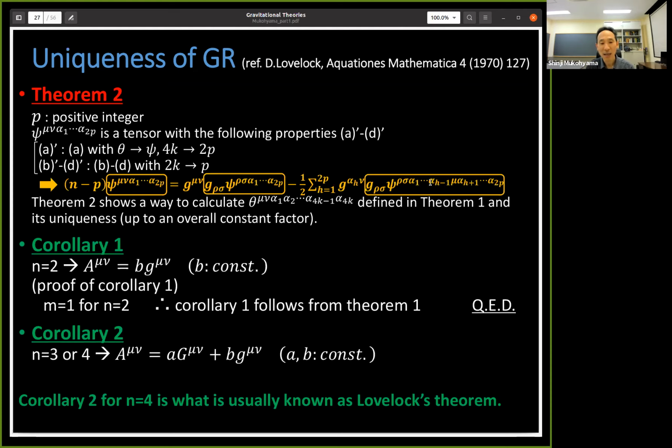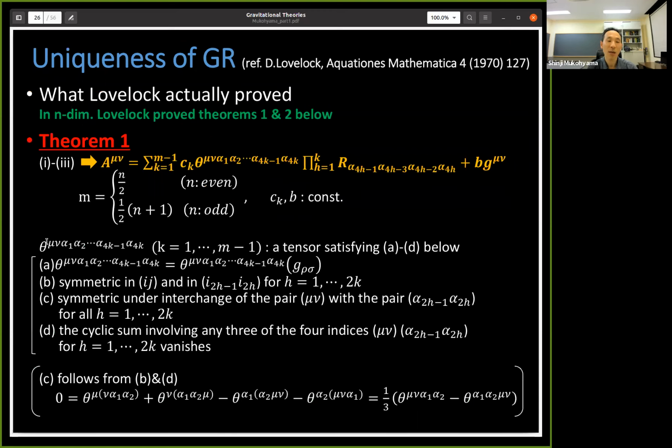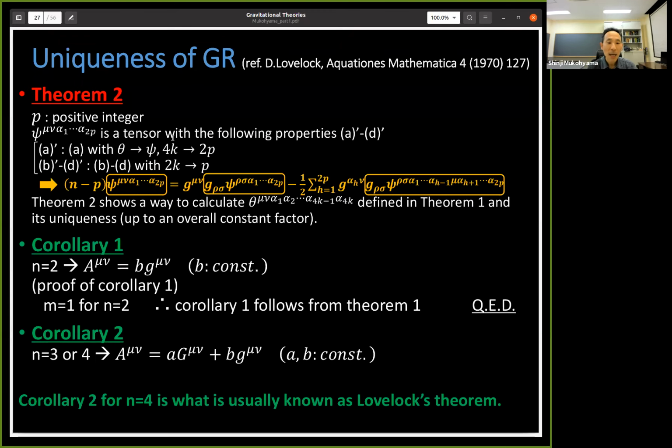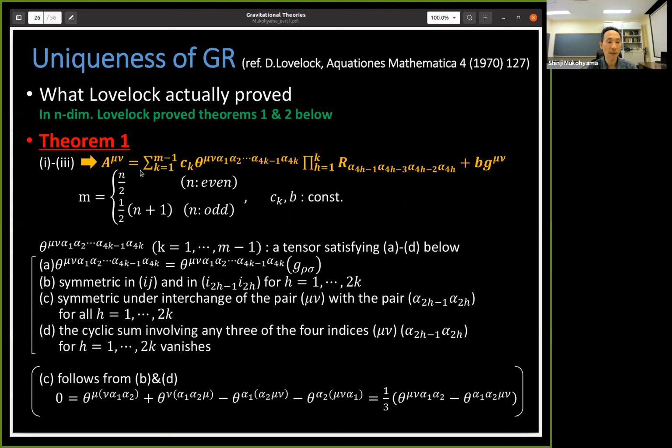And actually this tensor satisfies exactly the same condition, but instead of 2p, we have 2p minus 2. So this is a kind of recursion relation. Starting from a small p, we can construct a psi with a larger p. So this tells us how to construct psi. In other words, in theorem 1, we can construct theta by using this theorem. And this also tells us the uniqueness of the tensor theta and the uniqueness of A mu nu.